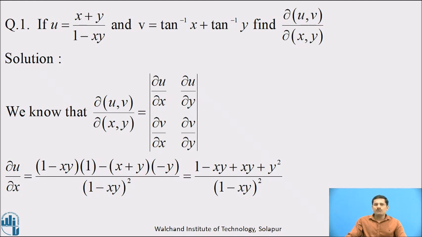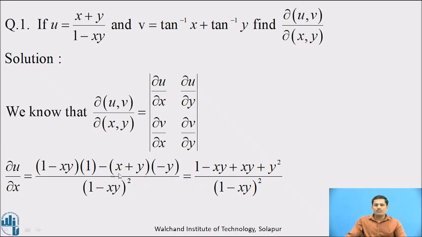Therefore, in order to differentiate it, we have to use the u by v rule. The rule is: write the denominator 1 minus xy as it is, into the derivative of the numerator x plus y with respect to x, treating y constant, which is 1, minus the numerator x plus y as it is, into the derivative of the denominator 1 minus xy with respect to x, treating y constant, which is minus y, divided by the square of the denominator, that is (1 minus xy) whole square.